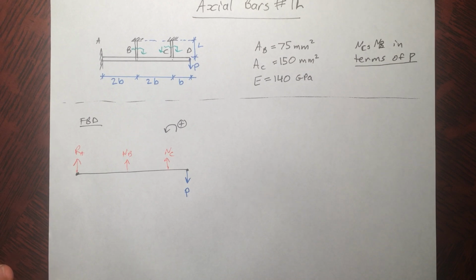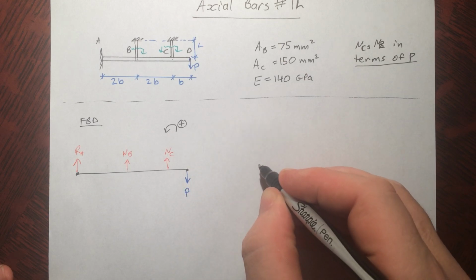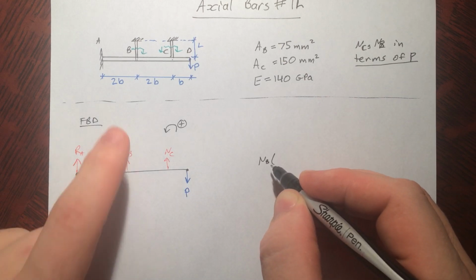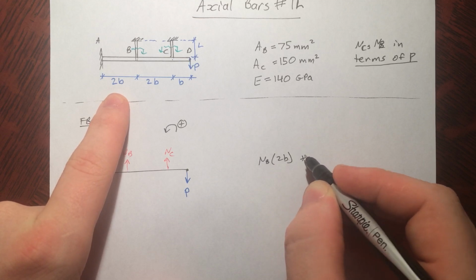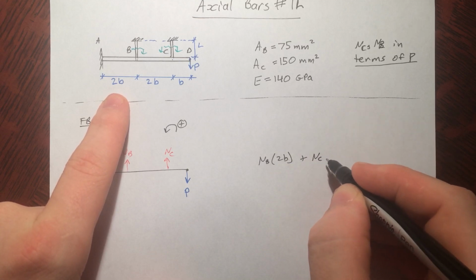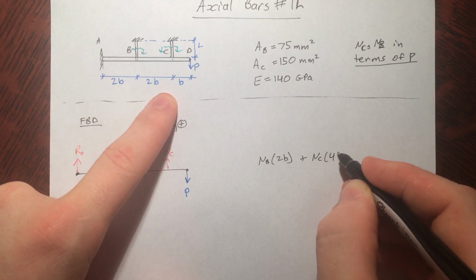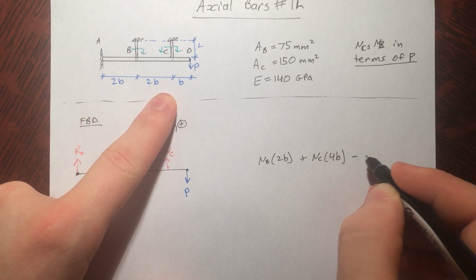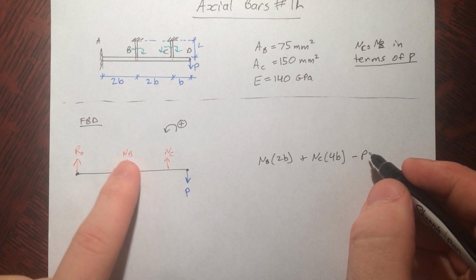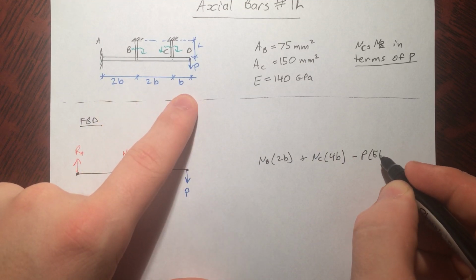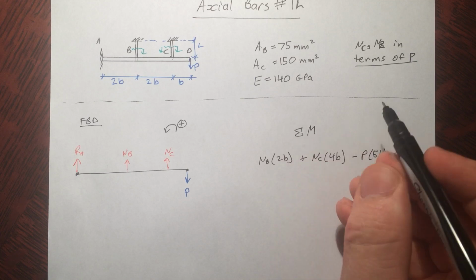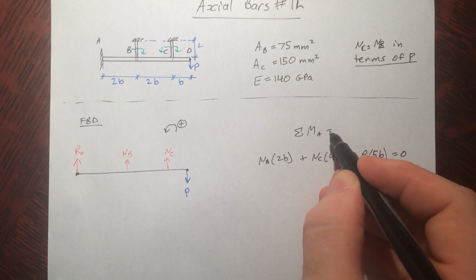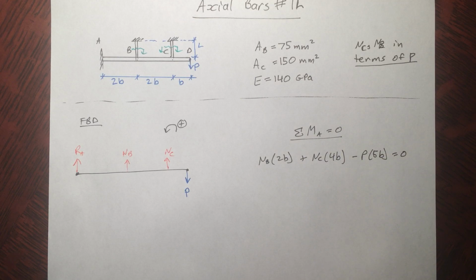So that means NB times the distance it acts, 2b, plus NC times the distance it acts, that's 4b, minus P times 5b equals 0. So the sum of the moments about point A must equal 0 for equilibrium.